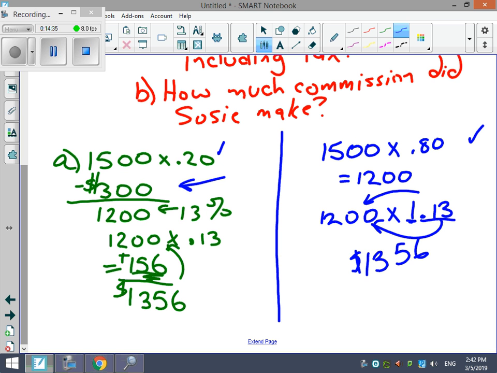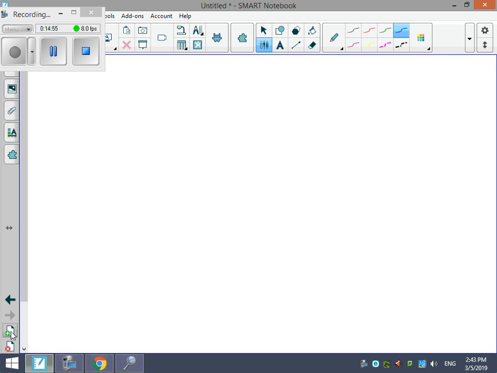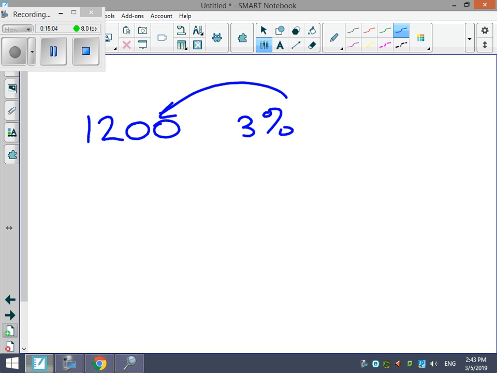Anyhow, the last thing we have to do is find out how much Susie makes. Susie will make the money on what she sold it for. She won't make money on the tax. So when you look at this question, she sold the necklace for $1,200. The tax goes to the government. That's not Susie's fault. So she is going to get commission on $1,200. And remember, she gets 3% commission on the selling price of that 1,200.